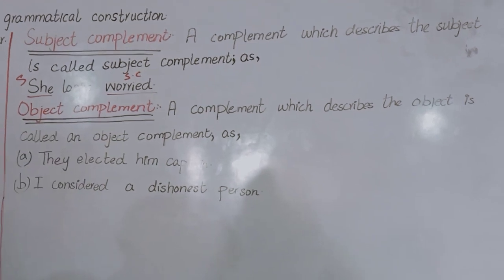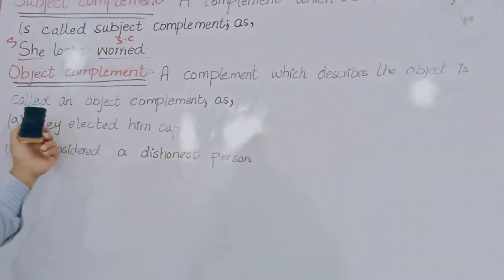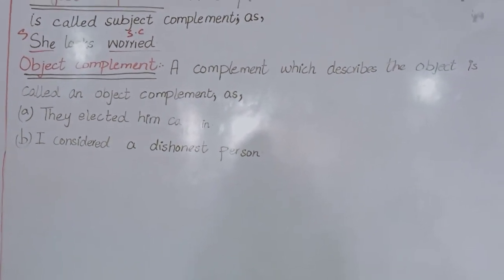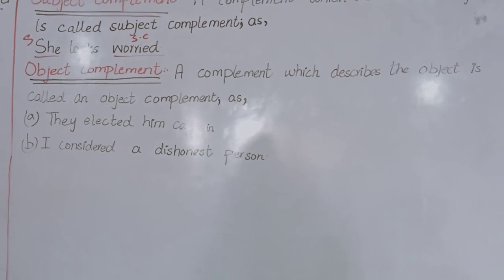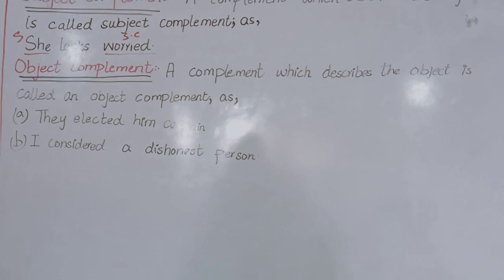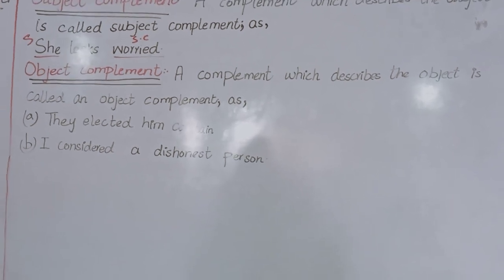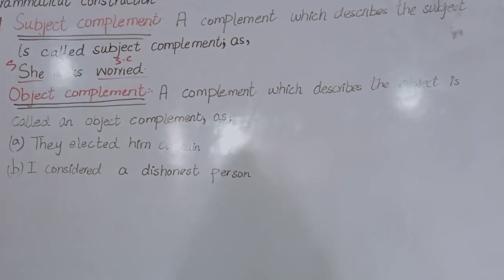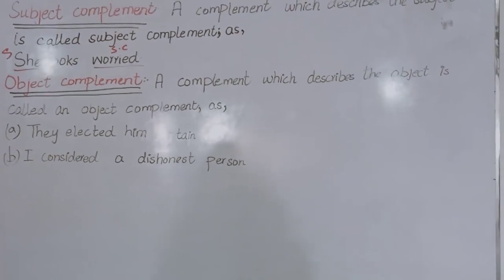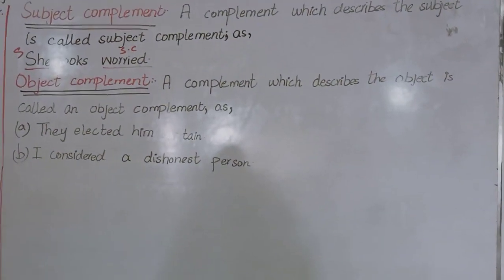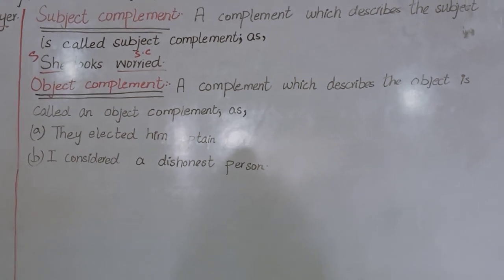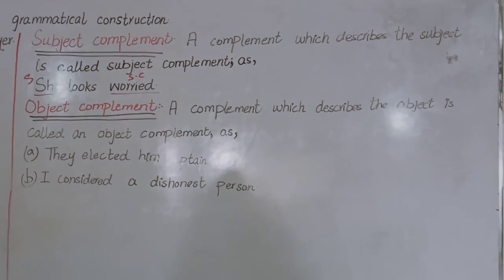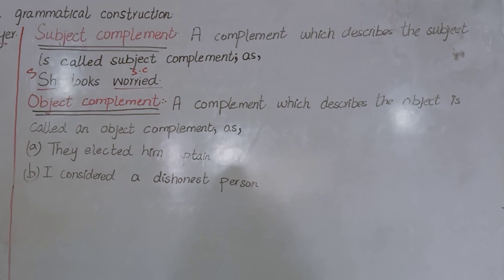Object complement. A complement which describes the object is called an object complement. That which completes the object is called an object complement. There is a common perception in our minds that a sentence needs a subject, a verb and an object. Let me tell you, even then that sentence is not complete. It gives a sense, but does not give a complete sense.